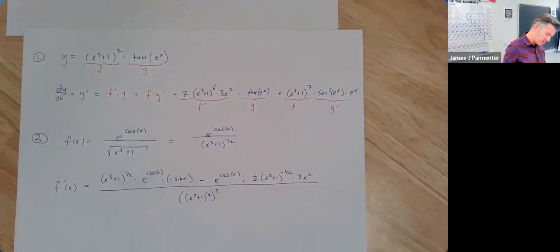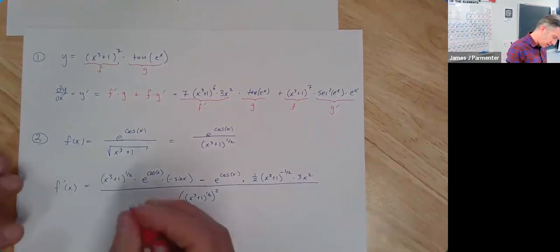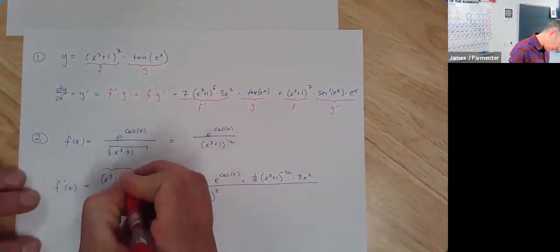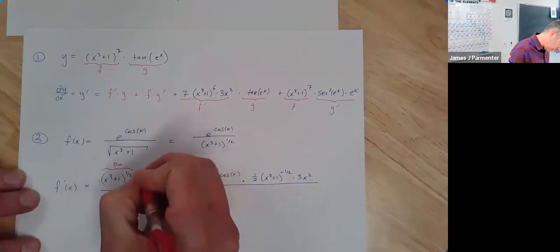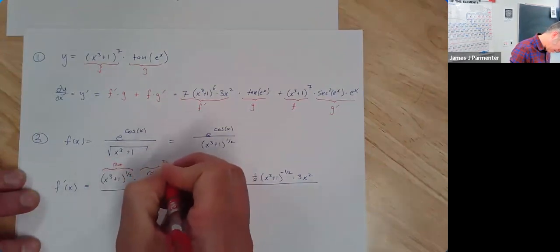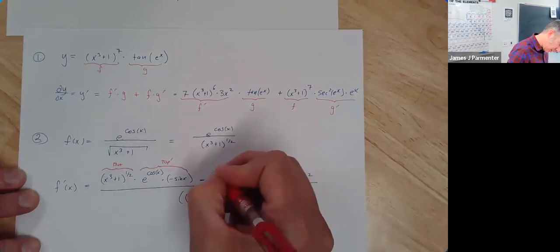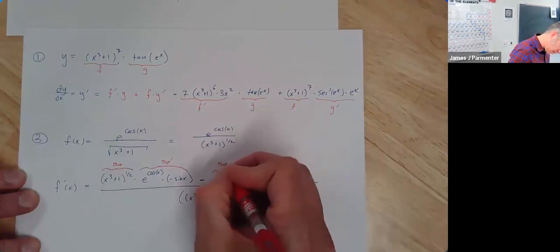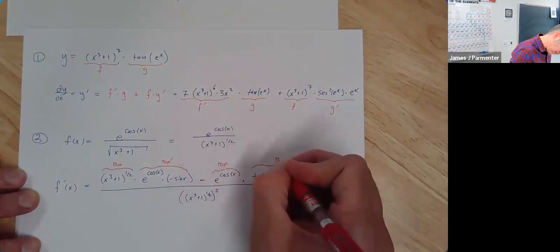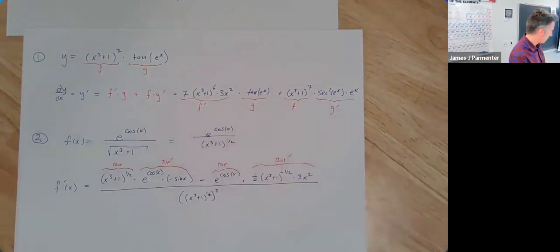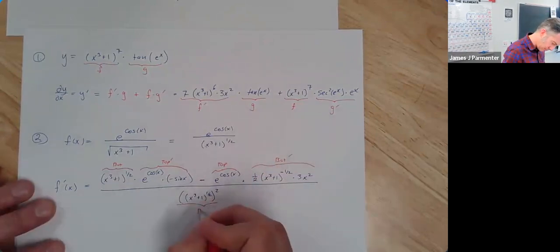Right. So just to recap, here's the bottom. Here's the derivative of the top. Here is the top. Here is the derivative of the bottom. And then, of course, the bottom squared.